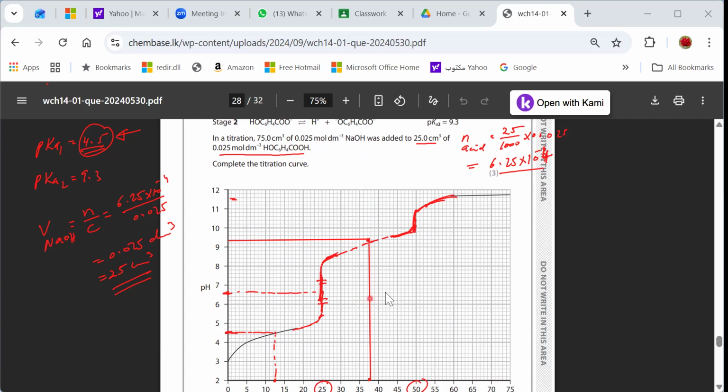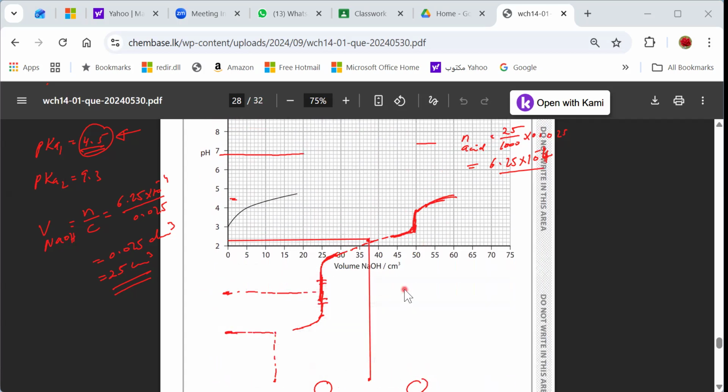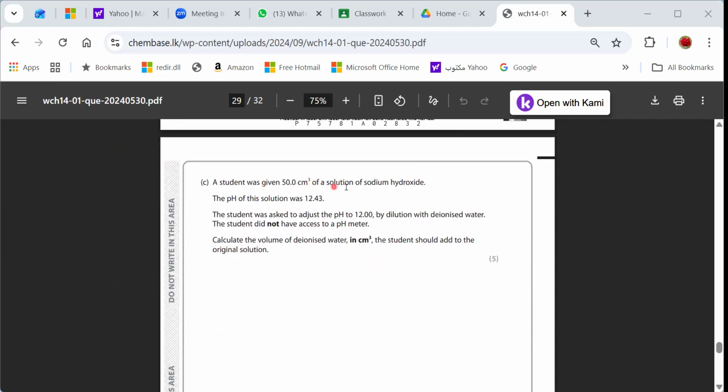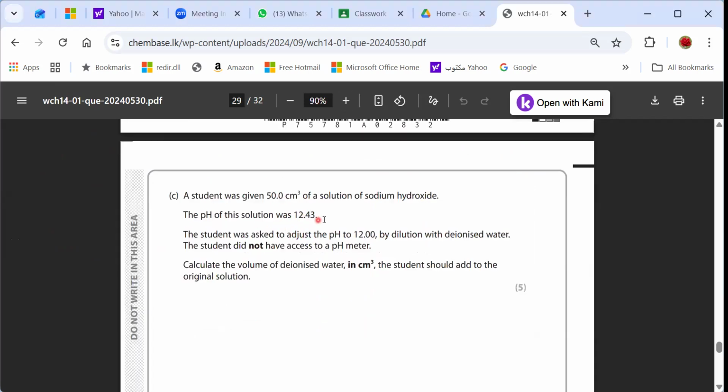Understand how did we draw this curve? Okay. Any questions in the drawing? This is what I wanted to show you. Let us complete the question. They said a student was given 50 centimeter cube of a solution of sodium hydroxide. The pH of this solution was 12.43. The student was asked to adjust the pH to 12, so he's going to dilute it with deionized water. The student did not have access to a pH meter. Calculate the volume of the deionized water in centimeter cube the student should add to the original solution.